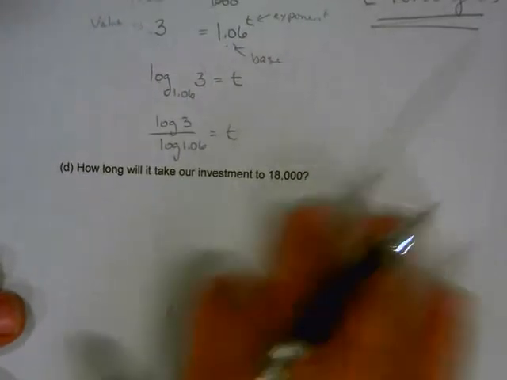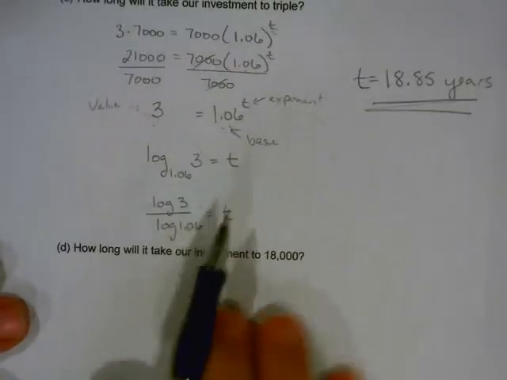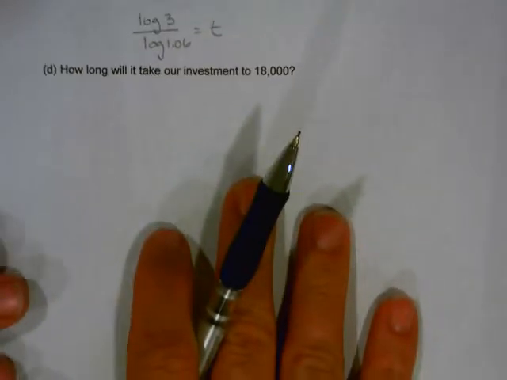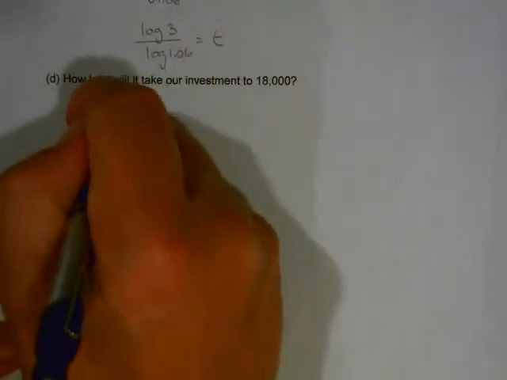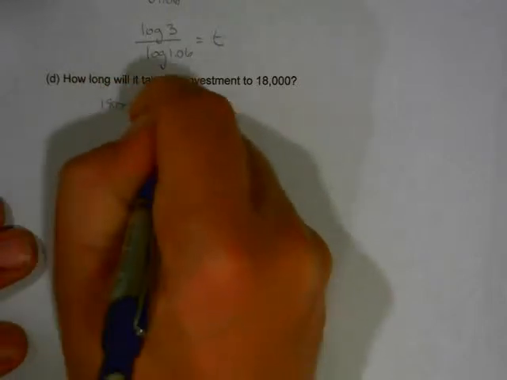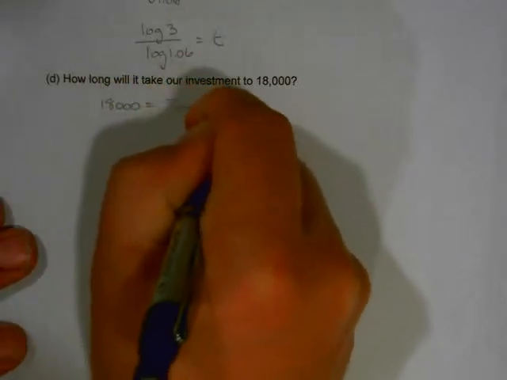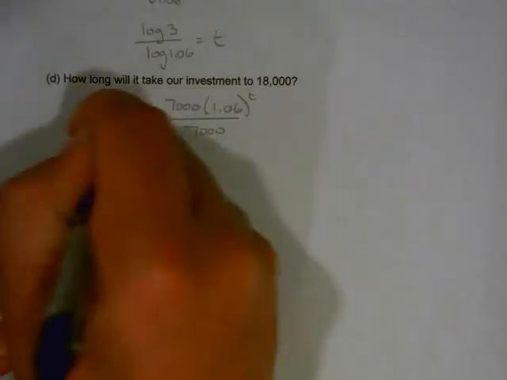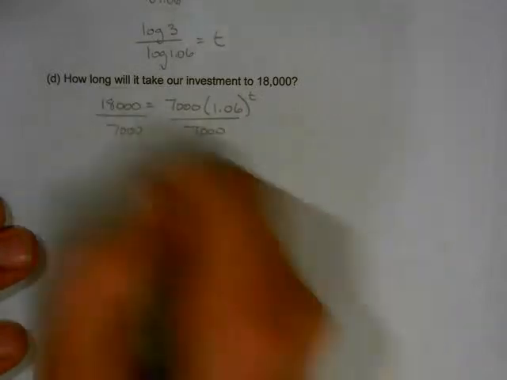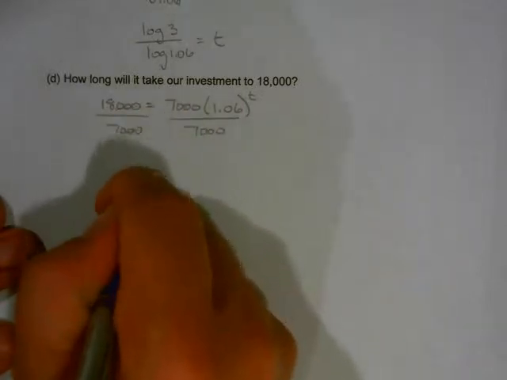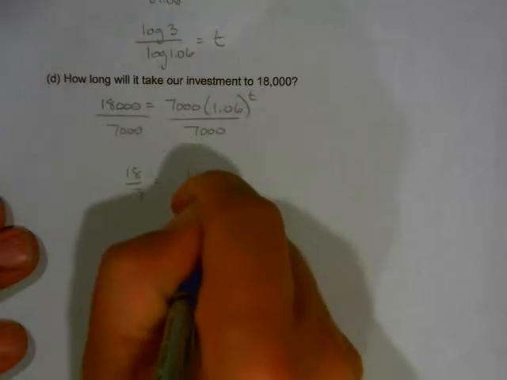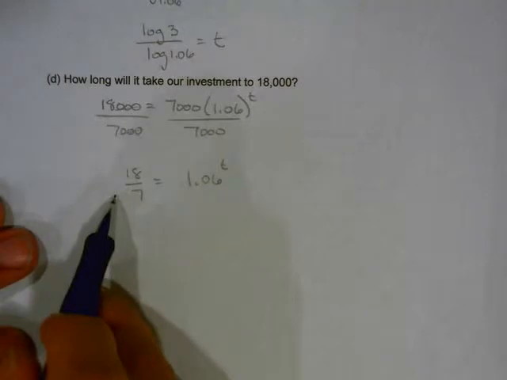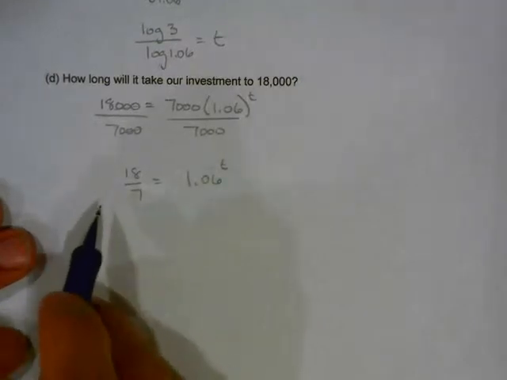If it said double or triple, we could find this amount, but here it's asking for a specific amount. So now our future value is 18,000. 7,000 times 1.06 to the t, divide by 7,000, and we're going to get 18 over 7 equals 1.06 to the t. This isn't a nice decimal, so try not to round. The more rounding you do, the more error you're going to have.